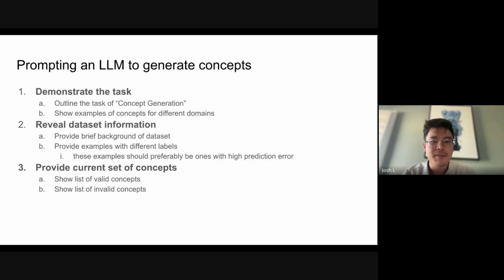So let's now discuss how we prompt an LLM to generate these concepts. We have three main parts in the prompt for generating these concepts. First, we demonstrate the task by showing it some examples of concepts on different domains. Next, we show the LLM some examples from the dataset. So we say that, okay, this is what a concept looks like. You're generating concepts for the restaurant domain. These are what the texts look like. And then at the end, we provide a list of concepts that the system has already generated to just avoid issues with repetition. So let's go into each of these steps one by one and what they look like in the prompt.